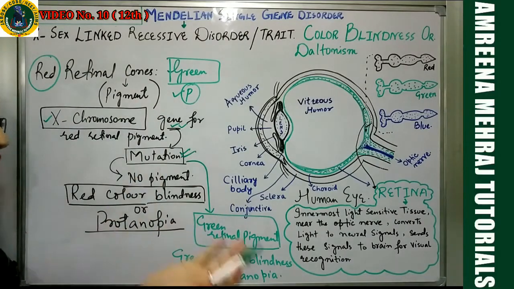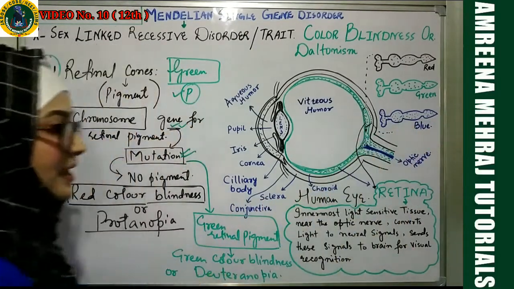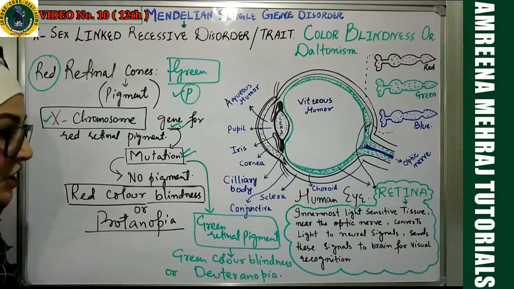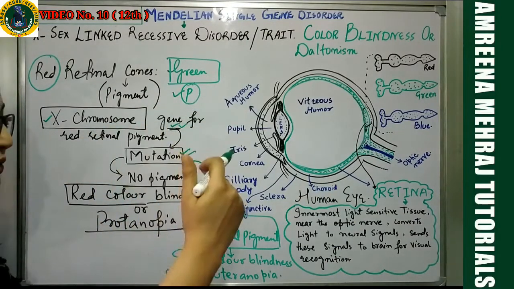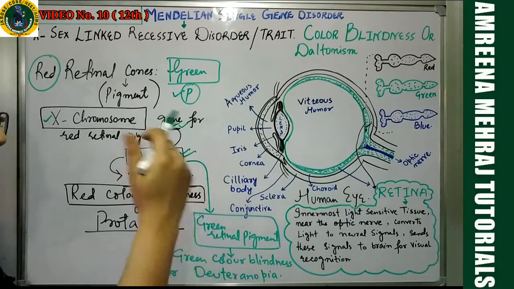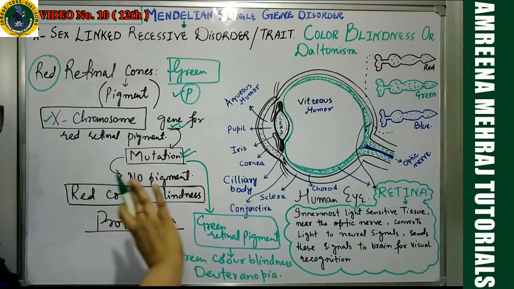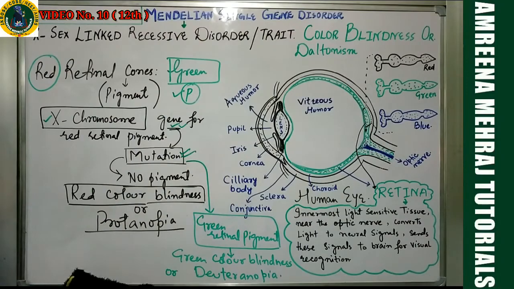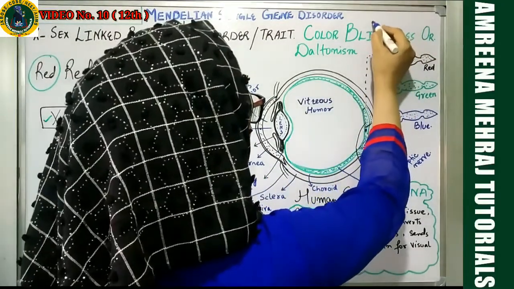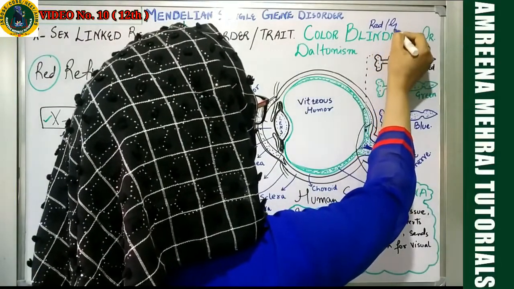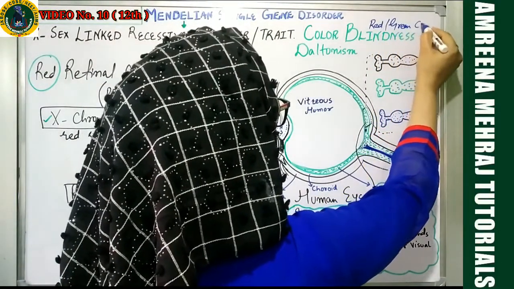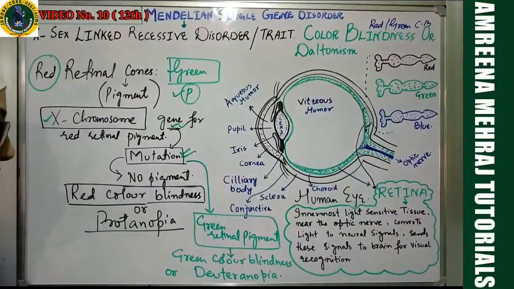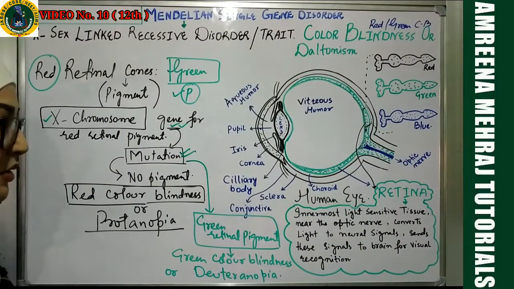We have one more condition which stands for the blue color, but that is not an X-linked condition because the gene which codes for the blue pigment is located on the autosome. So I'll tell you about that later on. That's called tritanopia. Right now we are going to talk about red-green color blindness. As far as X-linked color blindness is concerned, we are talking about red-green color blindness. Remember this point. We are not talking about blue color blindness.